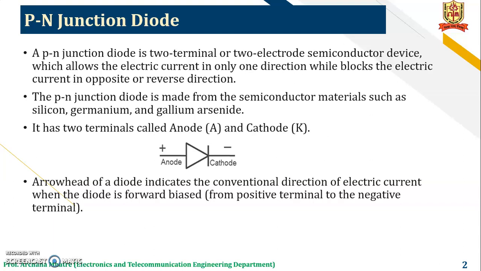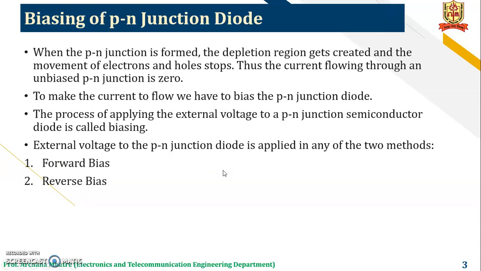The PN junction diode is made from semiconductor materials such as silicon, germanium and gallium arsenide. It has two terminals called A, anode, and K, cathode. The arrowhead of the diode indicates the conventional direction of electric current when the diode is forward biased, from the positive terminal to the negative terminal. Now this is the symbol of a PN junction diode. This is the positive terminal, anode, and this is the negative terminal, cathode.